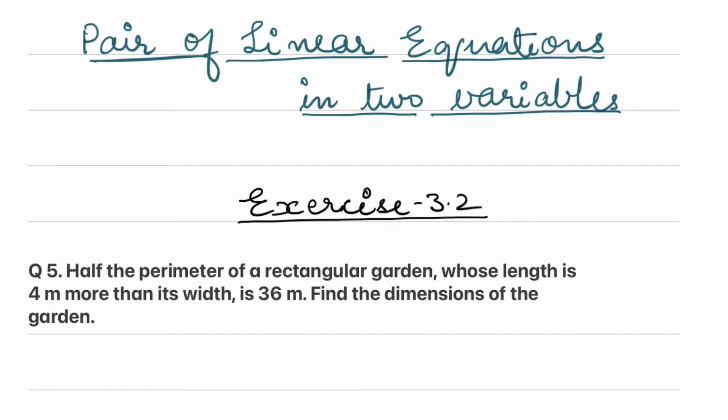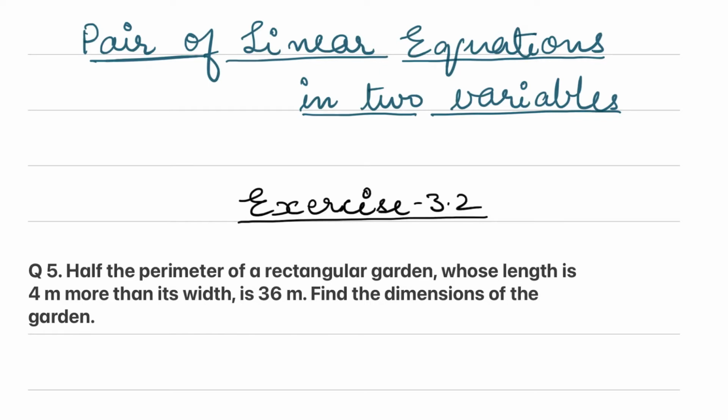Hello everyone. So we have finished the first 4 questions of exercise 3.2 in our previous videos, and we are continuing with the chapter of pair of linear equations in 2 variables. Now we need to move to question number 5.